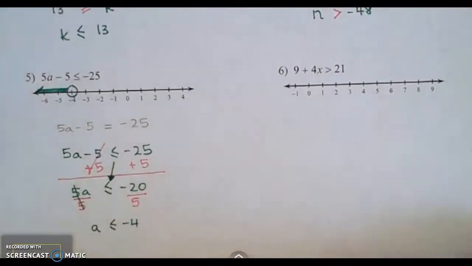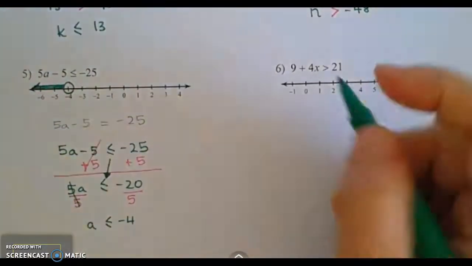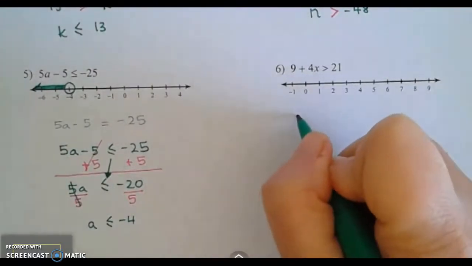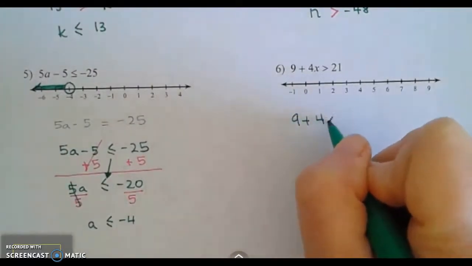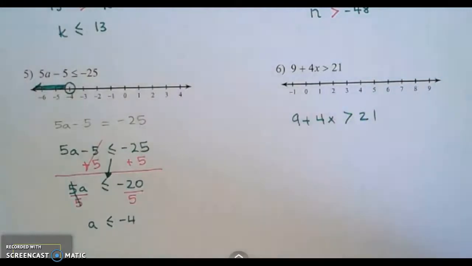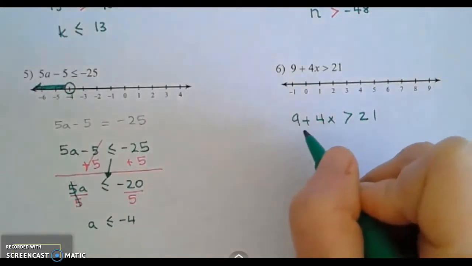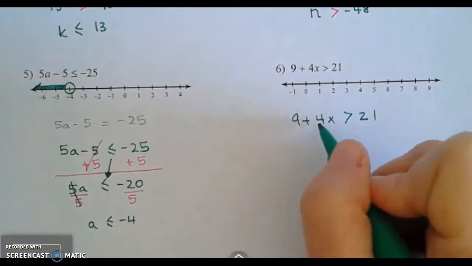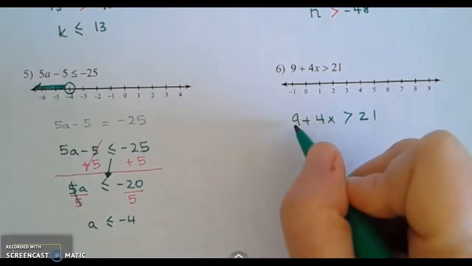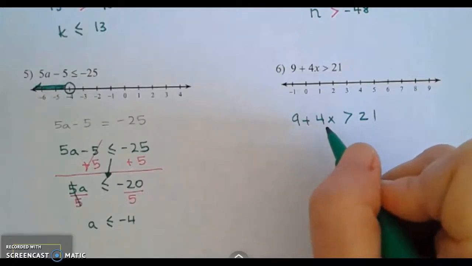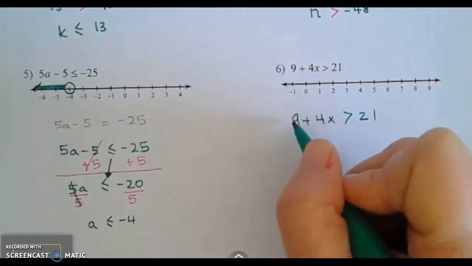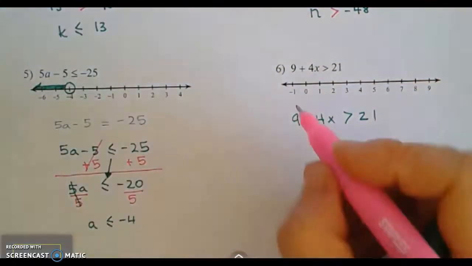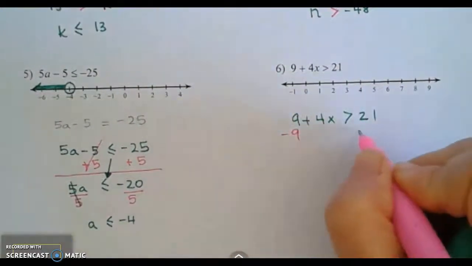Okay. Alright, then number 6. Again, I have 9 plus 4x is greater than 21. I have to get rid of 9 and 4. 4 is first being multiplied to x and then added to 9. So I need to get rid of this 9 first. How do I do that? I subtract 9 from both sides.